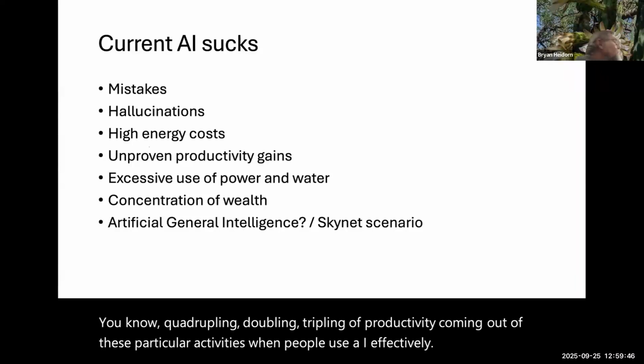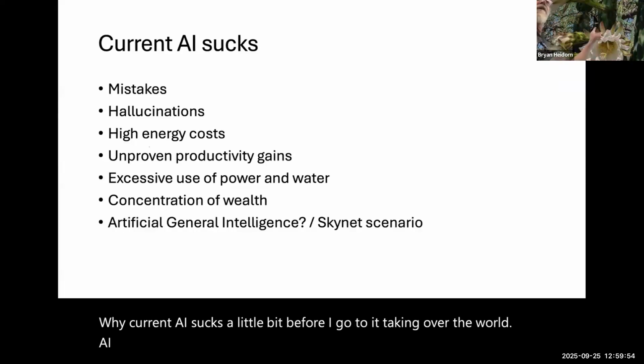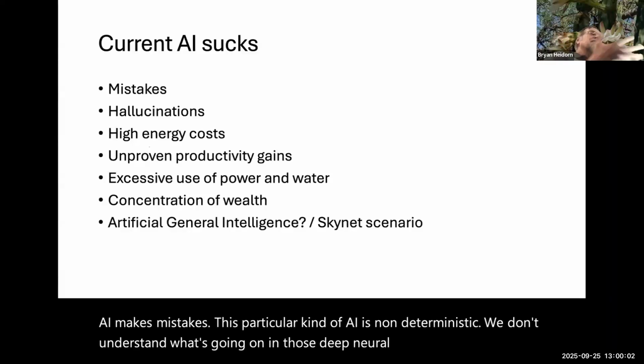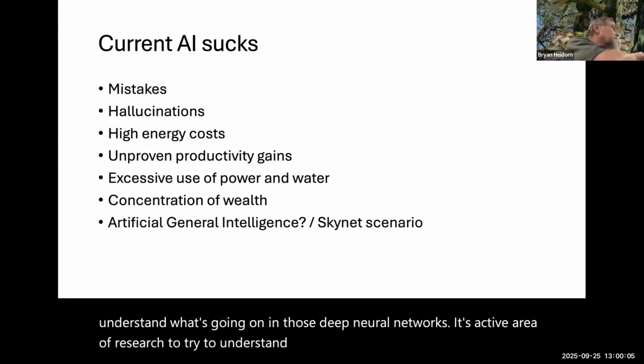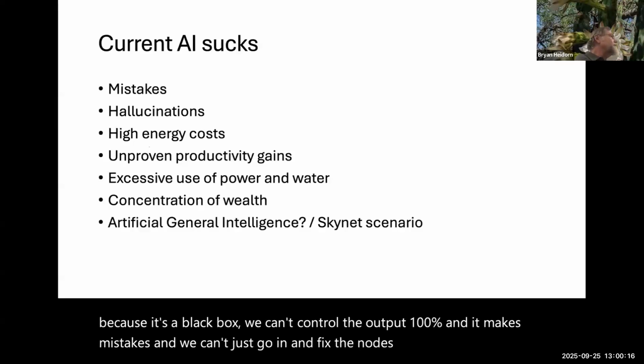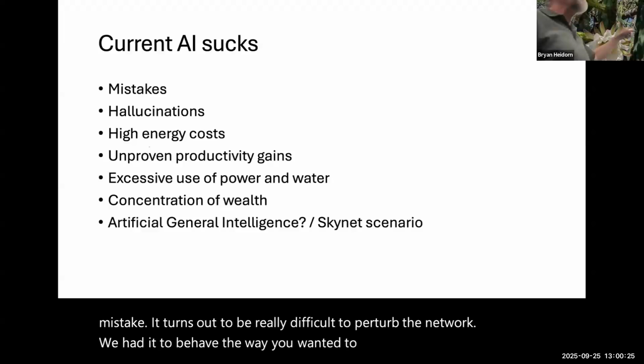I want to point out why current AI sucks a little bit before I go to it taking over the world. AI makes mistakes. This particular kind of AI is non-deterministic. We don't understand what's going on in those deep neural networks. It's an active area of research to try to understand what's going on. It's a black box, and because it's a black box, we can't control the outputs 100%. And it makes mistakes, and we can't just go in and fix the nodes that are wrong to fix the mistake. It turns out to be really difficult to perturb the network and get it to behave the way you want it to behave. So mistakes persist.